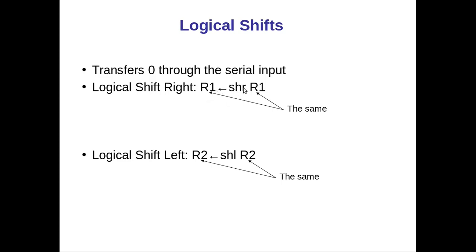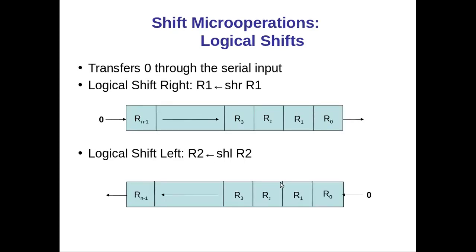So R1 gets SHR R1, shift right R1, the same register. Then logical shift left: R2 gets SHL R2, meaning shift left R2, the same register here also. So this is the diagram, which indicates that 0 will be the serial input. The register will be shifted in this direction and the data will go out from the register through the least significant part.